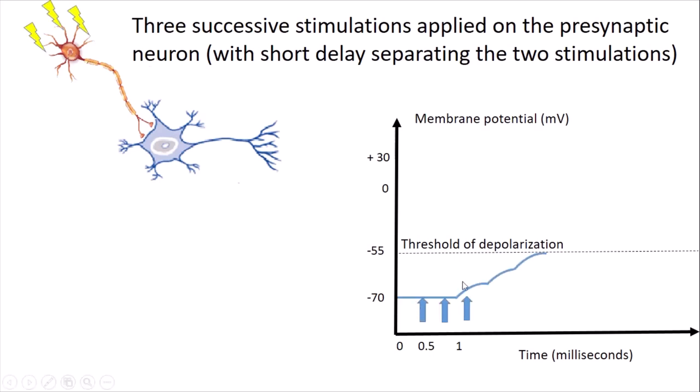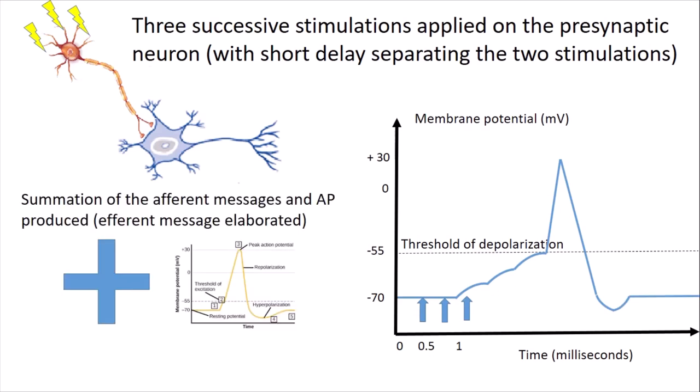You notice that we got a higher total wave at the end. It's being added one after the other until we reach the threshold. And then we have the action potential wave. So the summation of the afferent messages, and there is an action potential produced, an efferent message is elaborated.